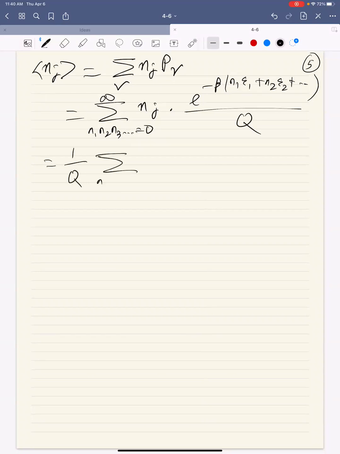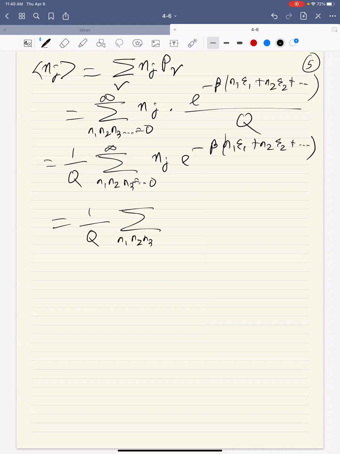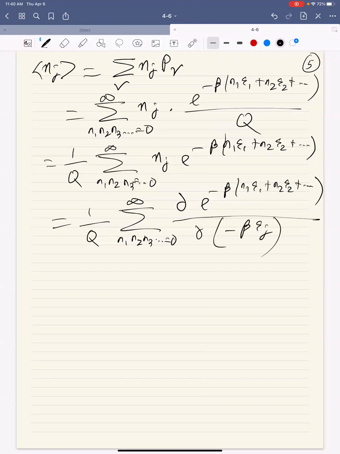So this is 1 over Q, summation over n1, n2, n3 and so on, 0 to infinity, of nj e to the power minus beta n1 epsilon 1 plus n2 epsilon 2 plus and so on. And we just showed that this is the same as the sum over n1, n2, n3, 0 to infinity, of the partial of e to the power minus beta n1 epsilon 1 plus n2 epsilon 2 plus and so on, with respect to minus beta epsilon j, right? This is what we showed. Now we can do one more thing and bring the partial derivative outside the summation.